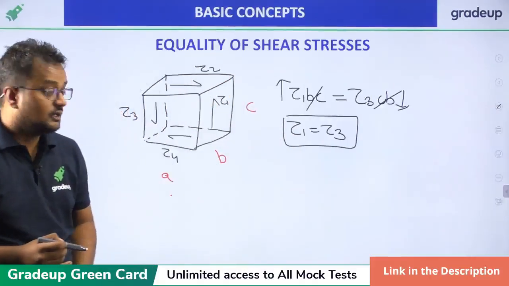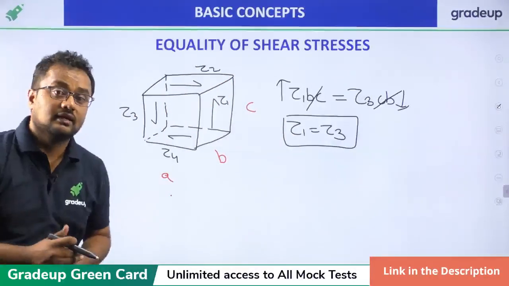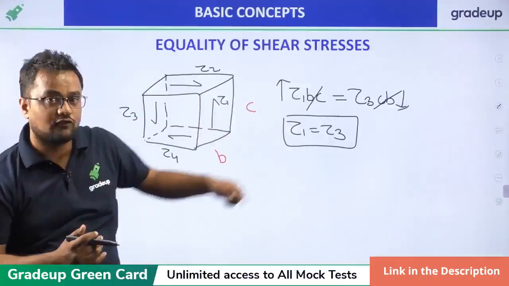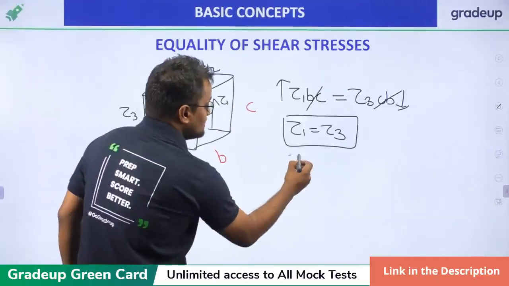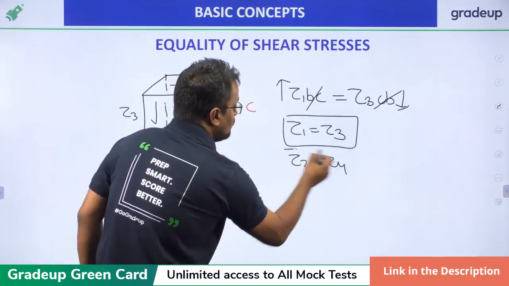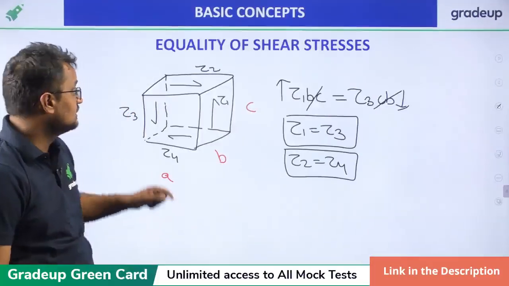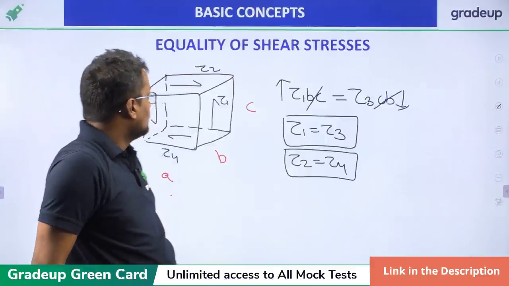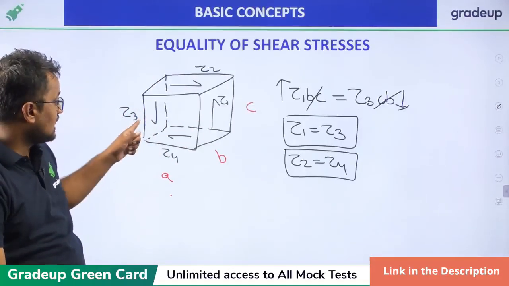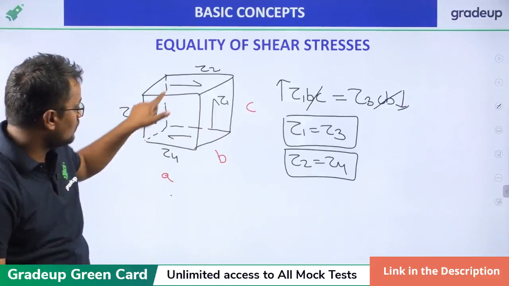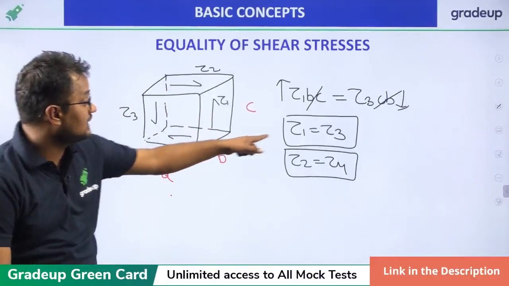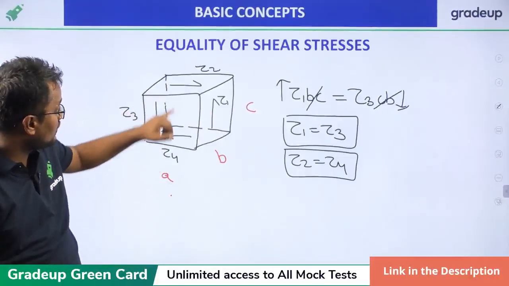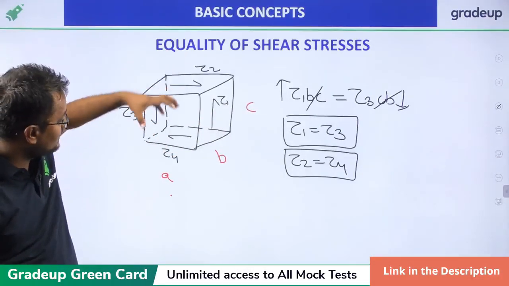And similarly, if we calculate left hand side force and right hand side force in horizontal direction, then similarly we can obtain tau 2 equal to tau 4. Therefore, my friends, tau 2 equals tau 4 and tau 1 equals tau 3. So tau 1 and tau 3 are equal, and they are in opposite phase: tau 1 here, tau 3 here. Tau 2 and tau 4 are equal, and they are in opposite phase. Tau 2 is upward, tau 4 is downward.